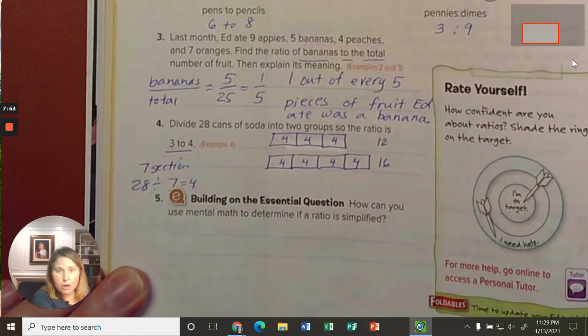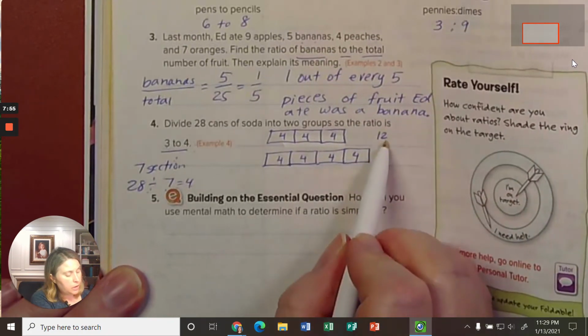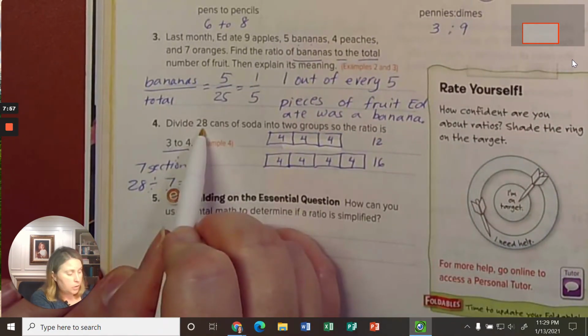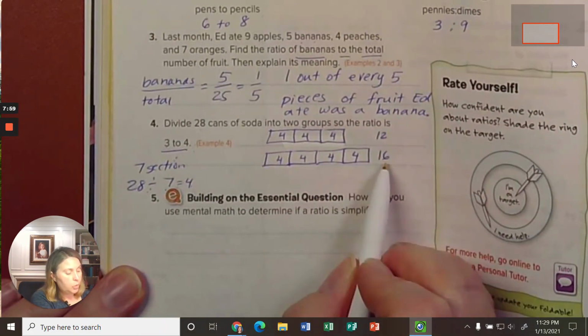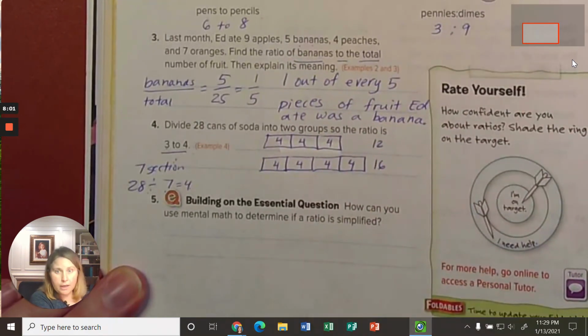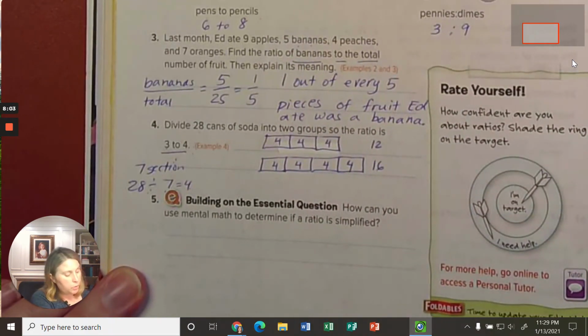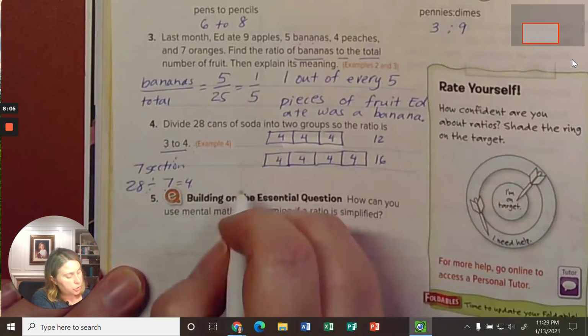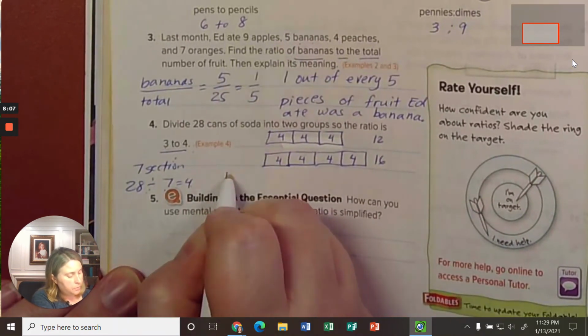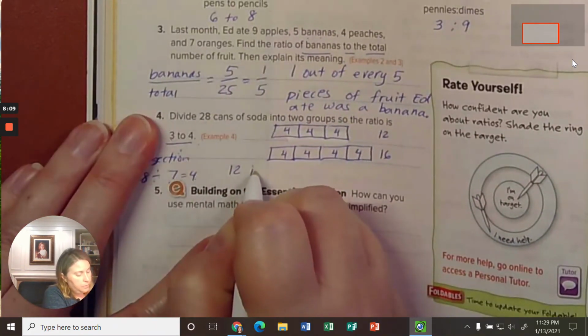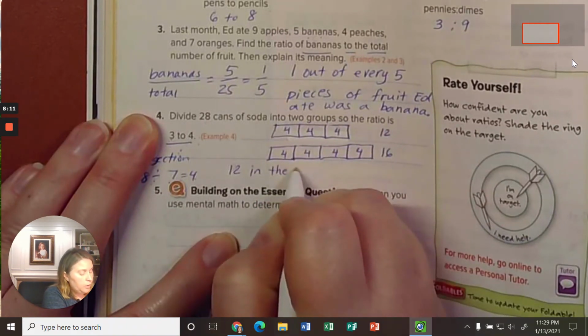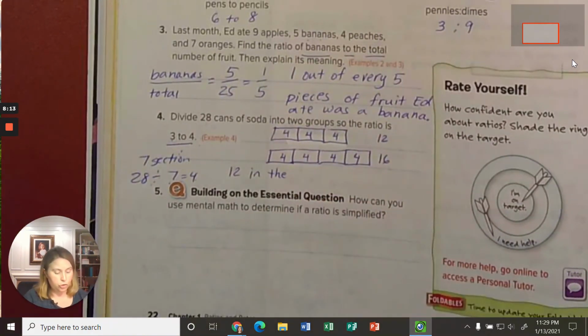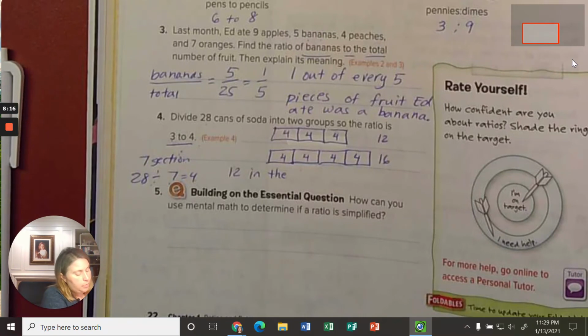And then we double check our math. If we add these together, do they add up to 28? Okay, 6 plus 2 is 8. 1 plus 1 is 2. Yes, they do add up to 28. So we will have 12 cans of pop in the first group and 16 cans of pop in the second group.